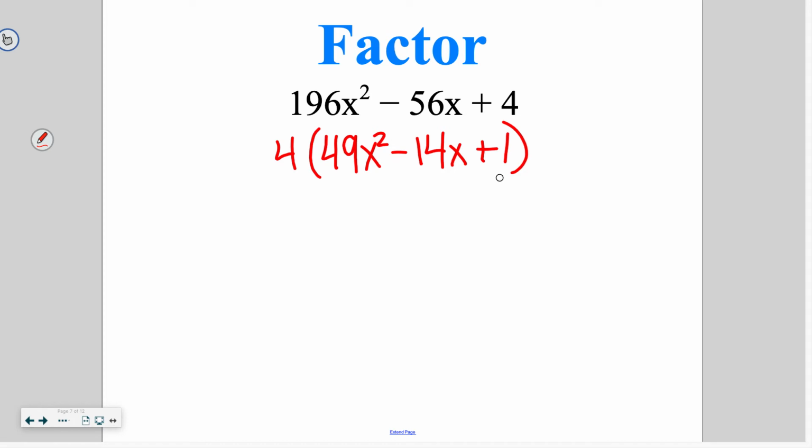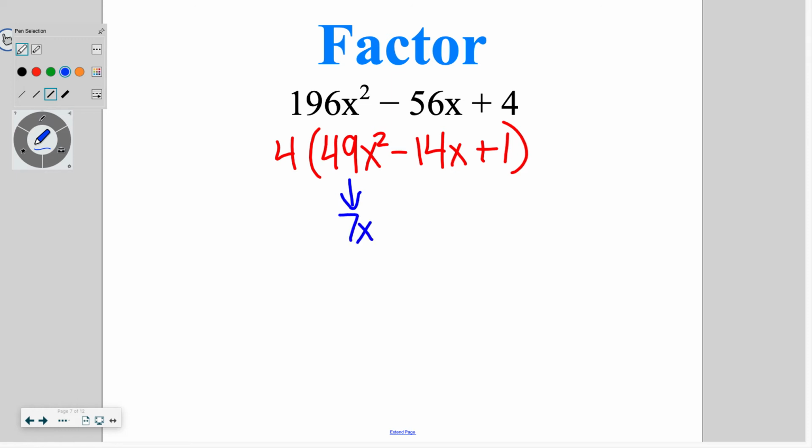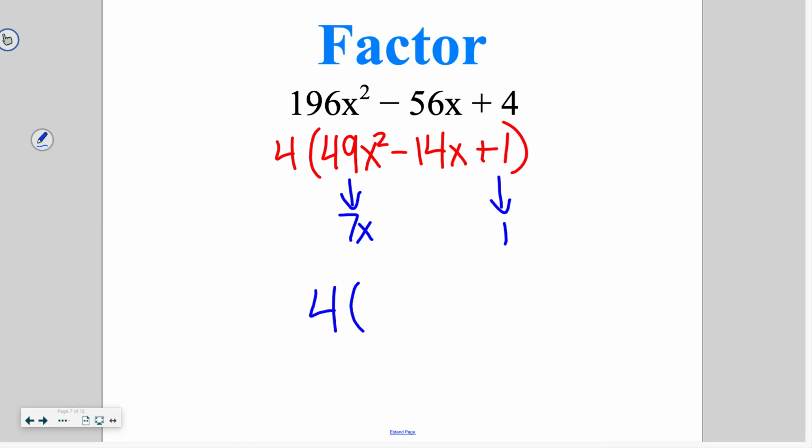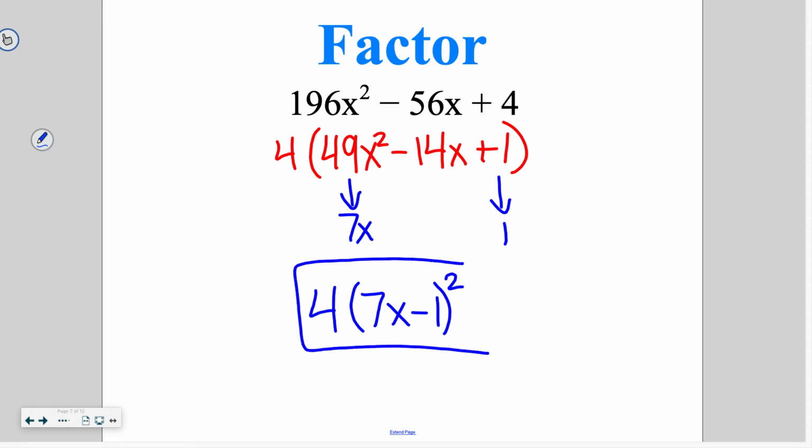I noticed from looking at the front and the back that those terms can be square rooted. So if I take the square root of 49x squared, I get 7x. If I take the square root of 1, I get 1. Remember, you have to check that middle term. 7 times 1 is 7x, and then we're going to double that, so that gives us the 14x in the middle. So your final factored solution is 7x minus 1 squared. Remembering that middle sign has to match the middle sign of your trinomial.